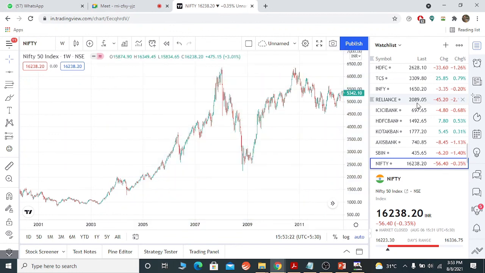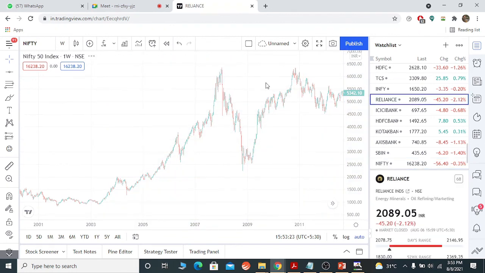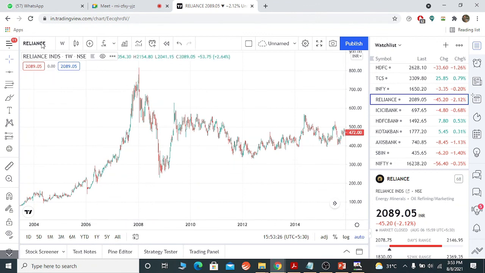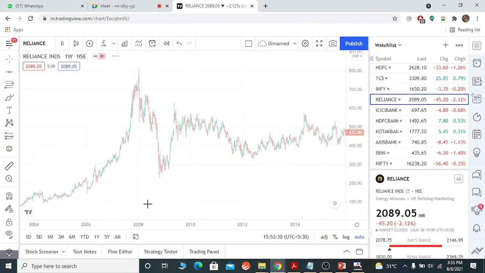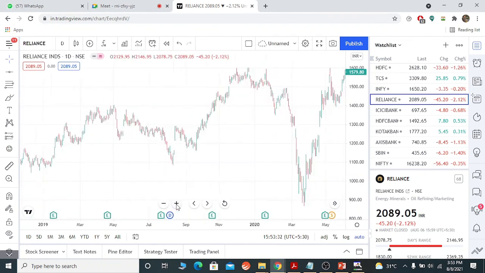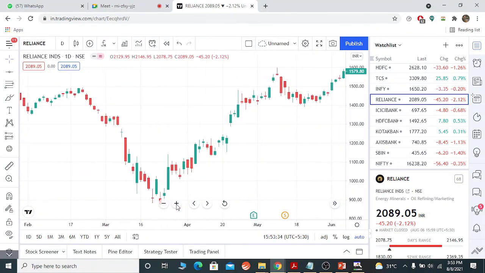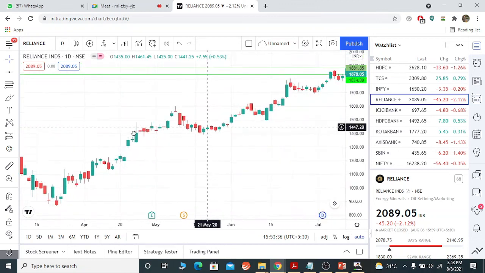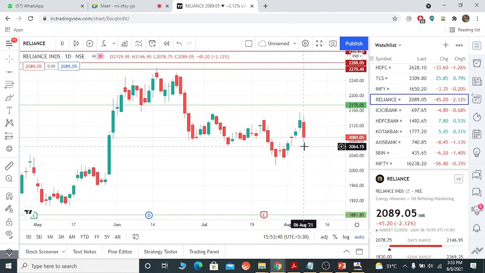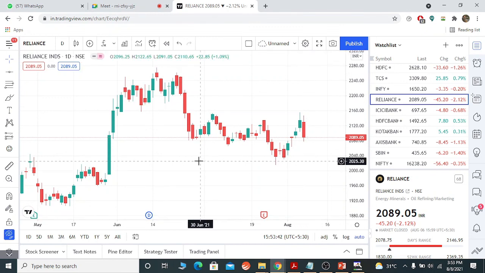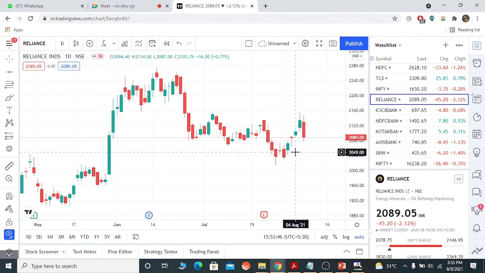Now I'll open a different chart. Let's say we'll open Reliance. And let's switch to the daily chart now. Okay, so this is the daily chart of Reliance, and it's the recent chart only. I think 6th August was the last trading day, and today is Sunday.